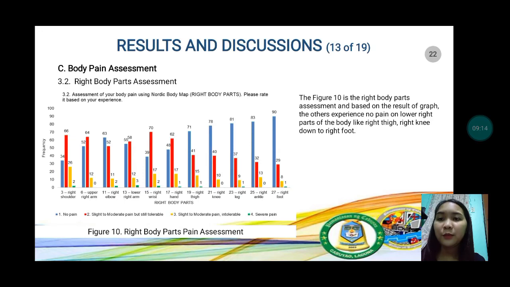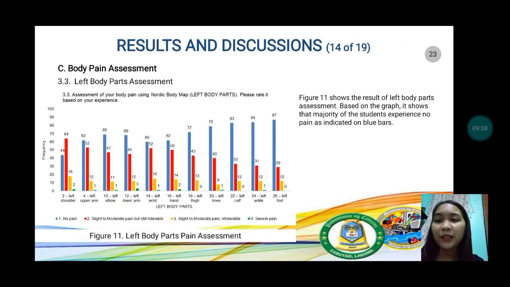For the right body parts assessment, Figure 10 is the right body parts assessment, and based on the result of the graph, the others experience no pain on lower right parts of the body, like right thigh, right knee, down to their right foot. But some students experience light to moderate pain but still tolerable on the right wrist.